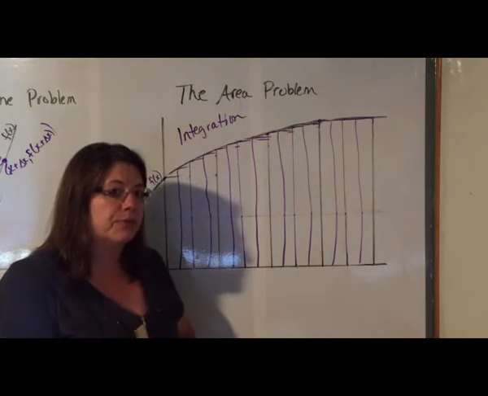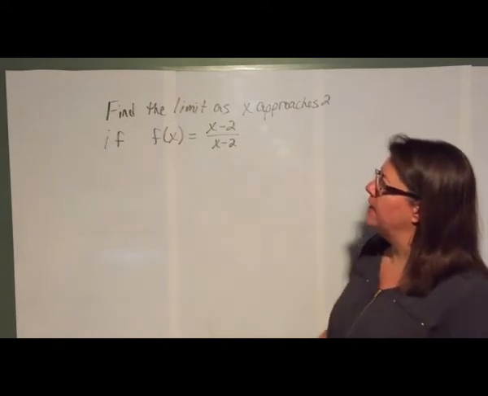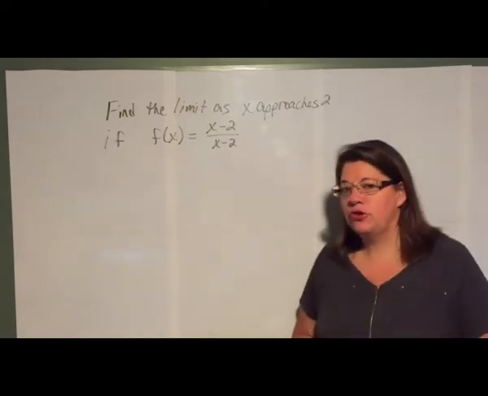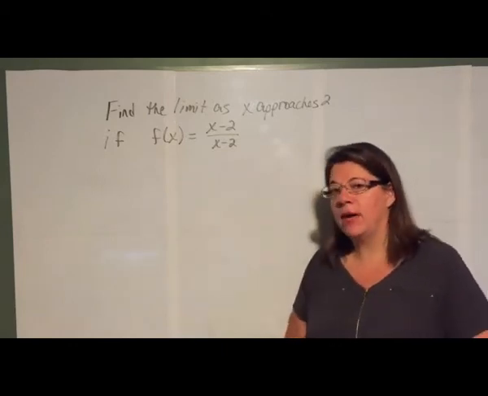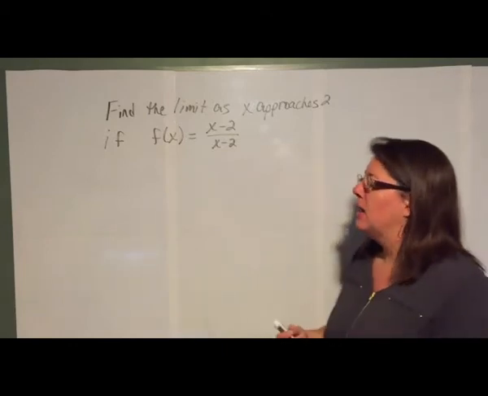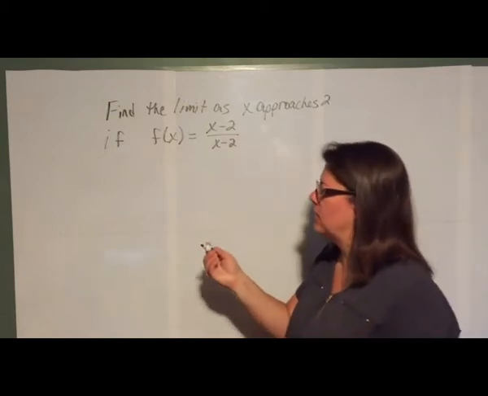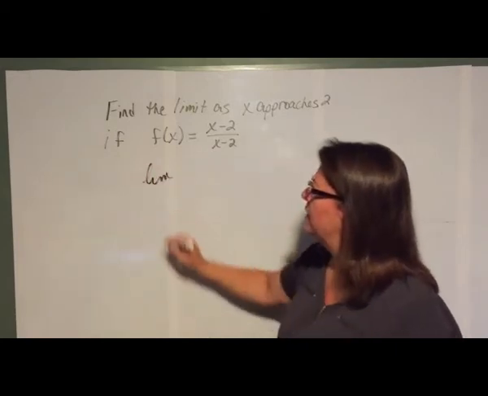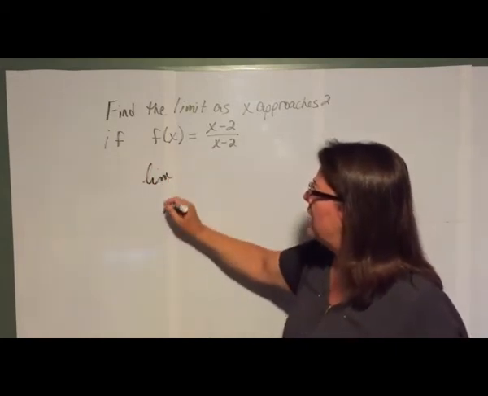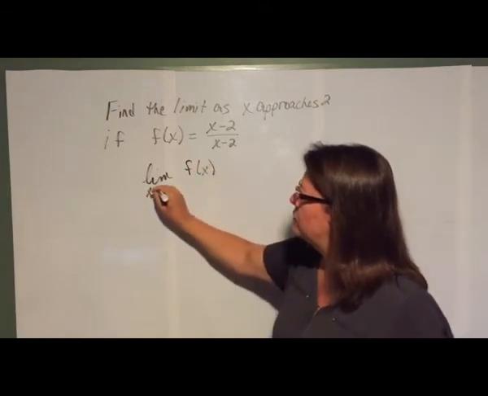In our first limit example, this problem says find the limit as x approaches 2 if f of x equals (x minus 2) over (x minus 2). Now, a lot of times when we do limits, first of all, let me show you this using limit notation. They want us to find the limit of the function f of x as x approaches 2.